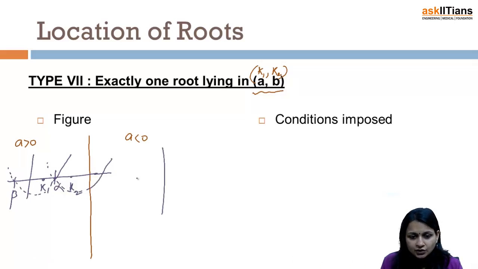Now a less than 0. Again, I will plot first of all K1 and K2. So let me say that this is alpha and this is beta. So the graph will look like this, parabola opening downwards.